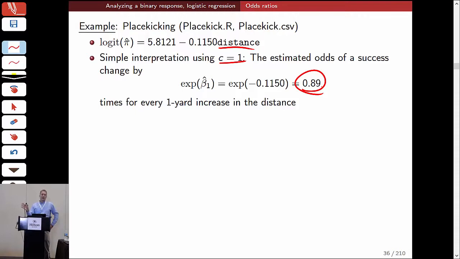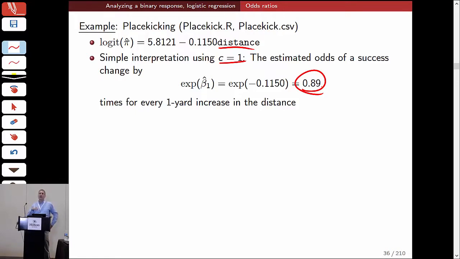Now, if you were to give this information to a football coach, they would look at you strangely because they would be wondering, who cares about a 1 yard increase in distance? And so this is a great example of, well, you're the one who chooses that C, and you have to think of a C that makes sense in the context of the problem.